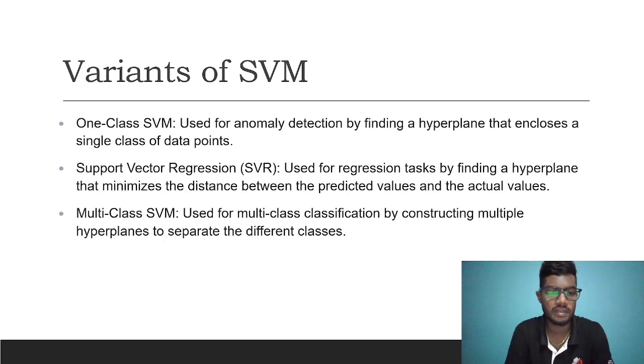Variants of SVM. One-class SVM, support vector regression, and multi-class SVM. One-class SVM is used for anomaly detection by finding a hyperplane that encloses a single class of data points. Next one is SVR, used for regression tasks by finding a hyperplane that minimizes the distance between the predicted value and the actual value. The last one is the multi-class SVM, used for multi-class classification by constructing multiple hyperplanes to separate the different classes.